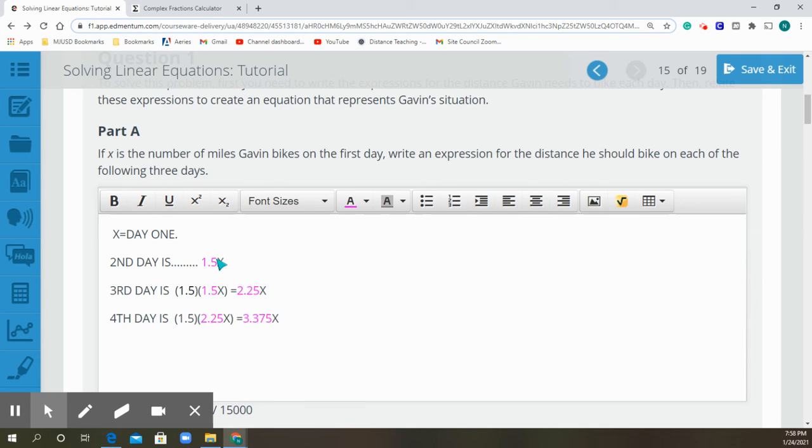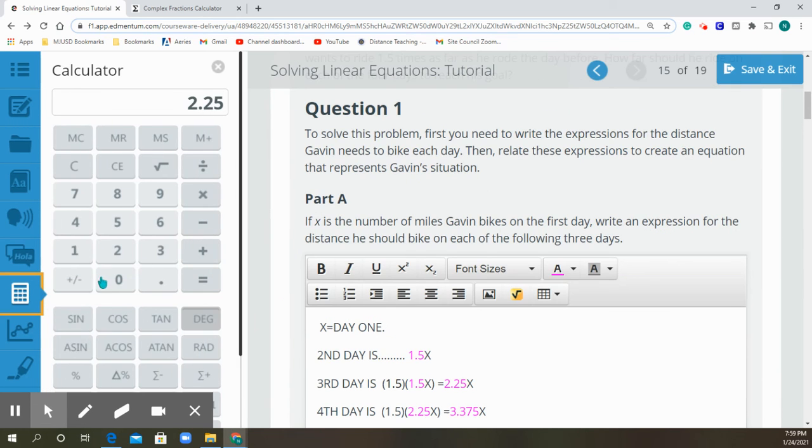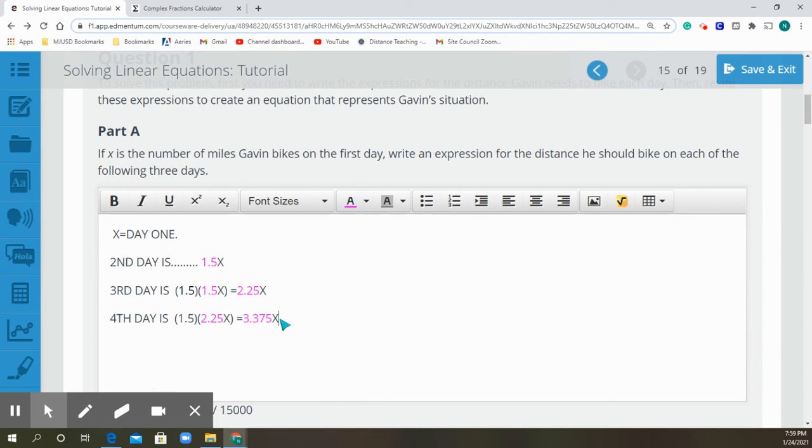I straightened these out so that your 1.5x, 1.5x, and 2.25x line up a little bit better. So we can see that these equal this. On day 4, it is 1.5 times the 2.25x from day 3, so 1.5 times 2.25 equals 3.375. Bam.